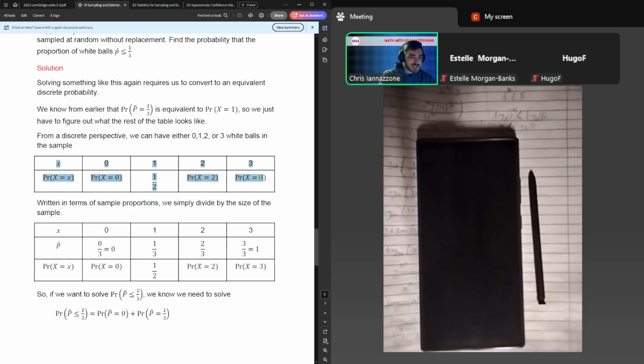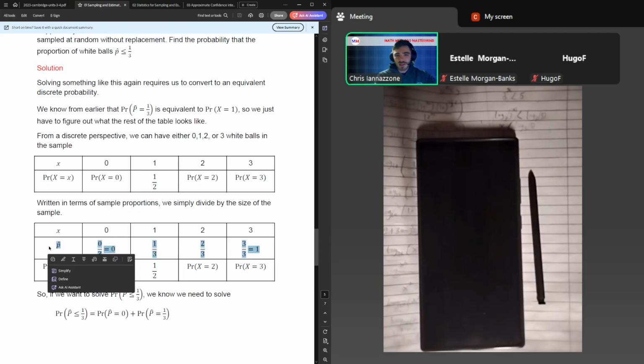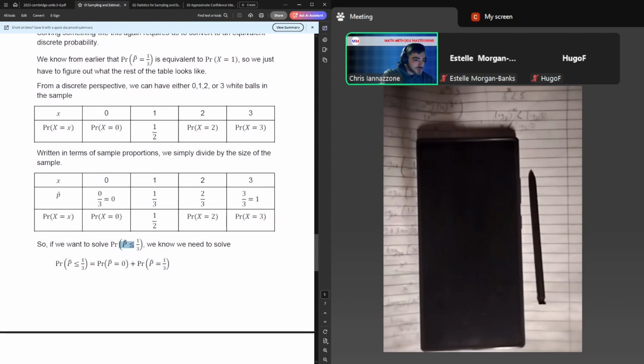And so we're basically just taking our discrete tables and marrying that up with the p hat table. The only reason you would really do that is so that you can now stop using p hat altogether and just focus on what you already know, or presumably would already know at this stage. So if you want to solve p hat being less than or equal to a third, it's the same way that we do for other probability tables, which is you figure out all of the elements that are less than or equal to a third in this column.